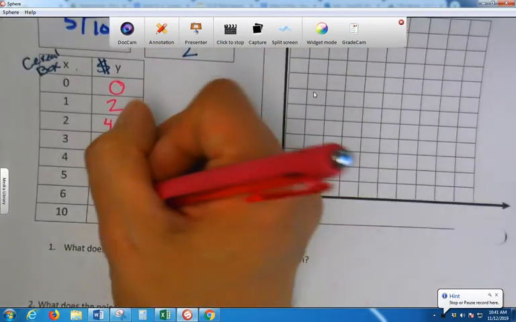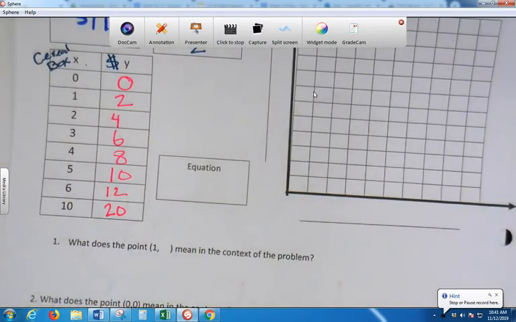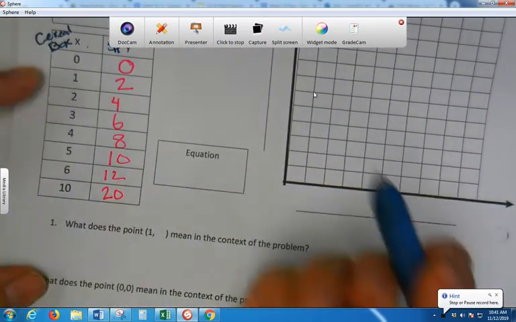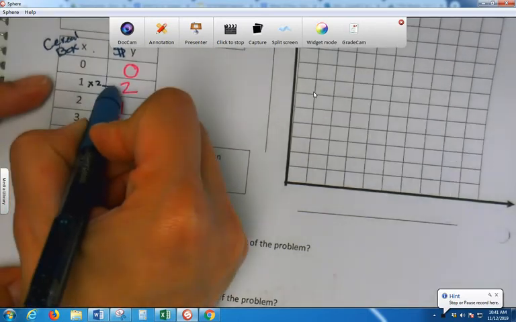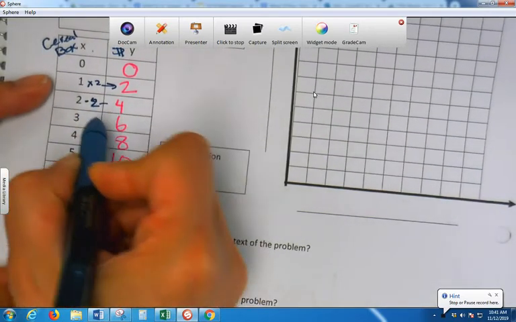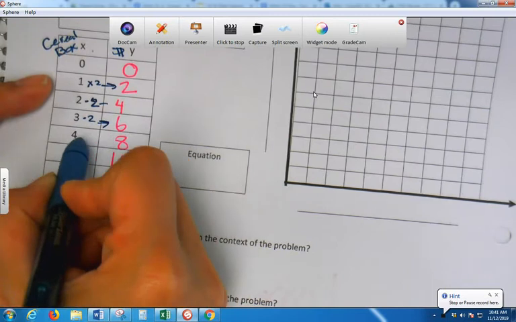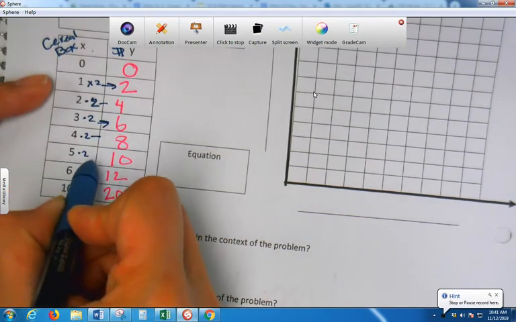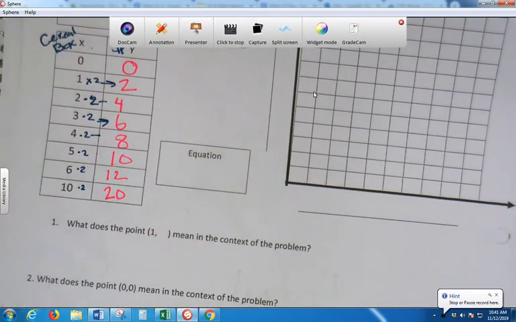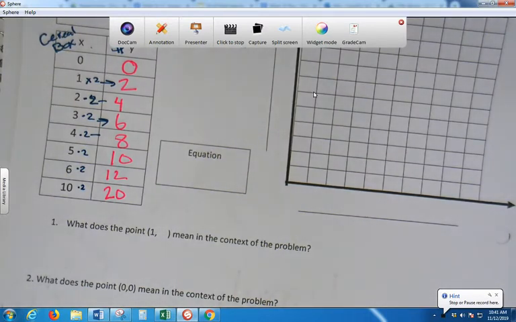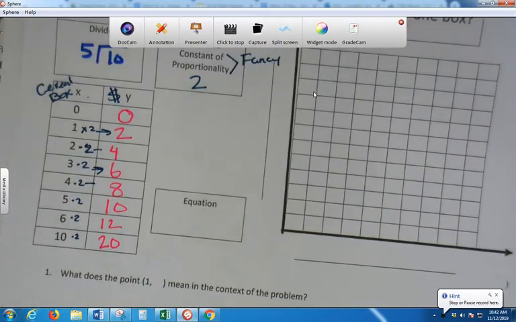Very good. What am I multiplying by? 2. So if I go times 2, I get 2. Times 2, I get 4. Times 2, I get 6. Times 2, I get 8. Times 2, times 2, times 2. I get those numbers, right? Where do you think I'm getting this 2 from? From your answer. Your unit price, your constant of proportionality. Whatever number this is, that's what we get to multiply by. Got it?